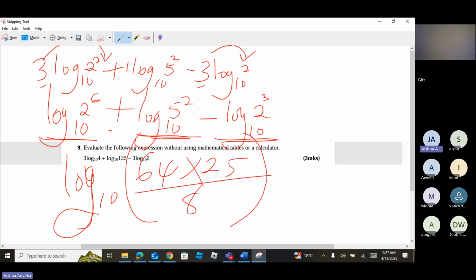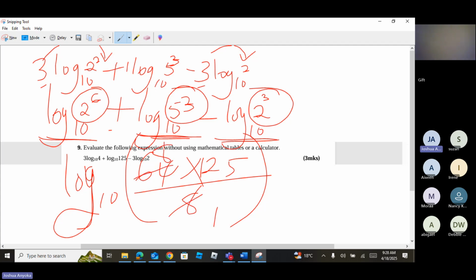Here for this 125 we said it is 5. Why do we say it is 5 power 2 and not 5 power, sorry, 3? It is 5 power 3. Isn't it? That one is a good observation. 5 to power 3. So now this one becomes 64, and this was 125 and this one becomes 8. Right? Yes.